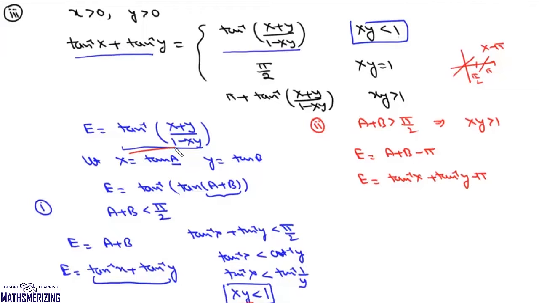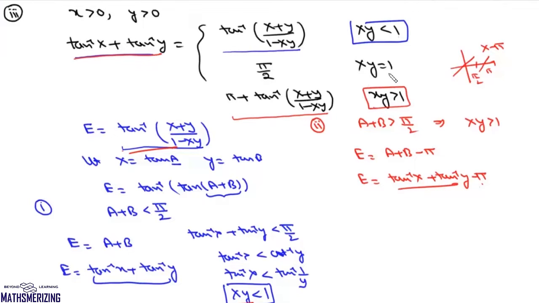Now we'll equate both of them. We'll take this pi on the left hand side. Then we can write tan inverse x plus tan inverse y. It will be pi plus tan inverse x plus y upon 1 minus xy when xy is greater than 1.